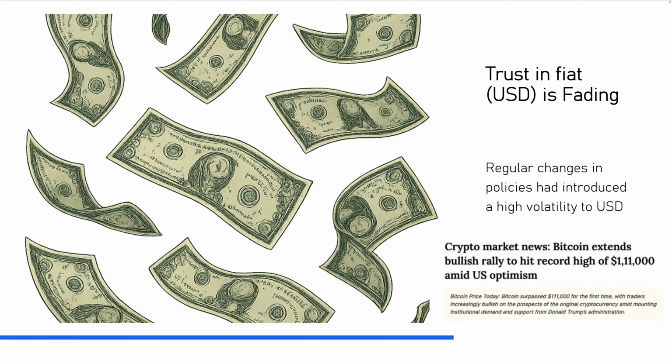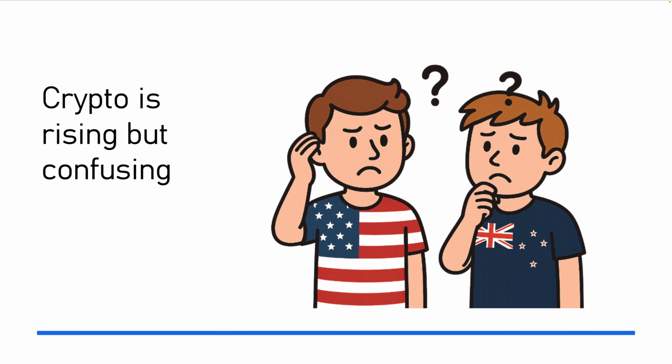As inflation and policy instability erode trust in fiat currencies, more people are turning to crypto as a hedge, and we're seeing that reflected in Bitcoin's recent all-time high of $110,000. But while interest is growing, crypto is still hard to access.